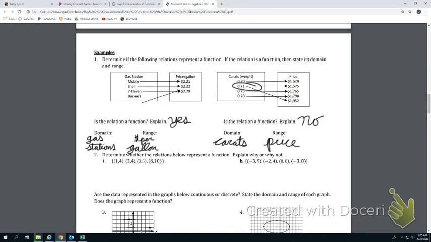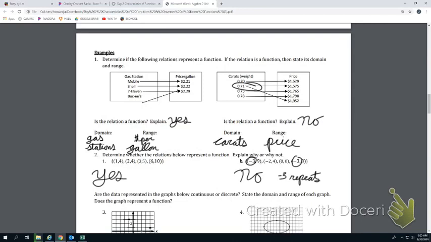Looking at number 2, on this first example, is this a function? Yes or no? Yes. Why? There's no repeating x's. Okay? On the second example there, is that a function? No. Why? Okay. You've got -3 repeating. Any questions on how to determine what is a function, what is not a function? At least in those situations.